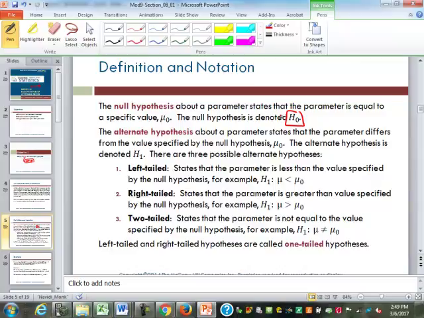So there are several possibilities here. One is a left-tailed test, and the alternative hypothesis determines the tail. So we're thinking about that bell curve again. I'm going to draw it up here. Let's say the null hypothesis states that the population mean is a certain value. The alternative says that we think it's less. The alternative would be less than that value. So we'd reject down here on this tail. That's a left-tailed test. That states that the parameter is less than the value specified by the null hypothesis.